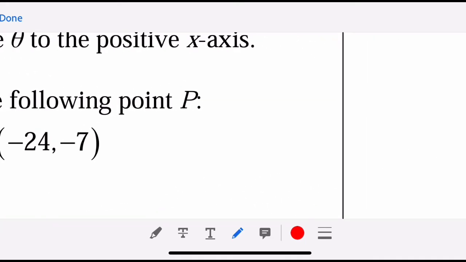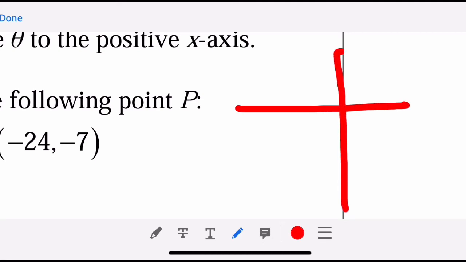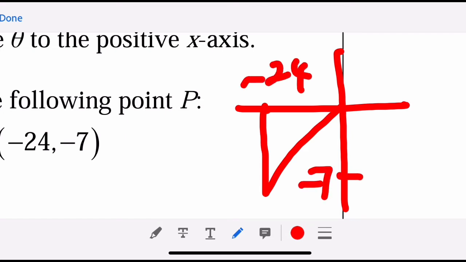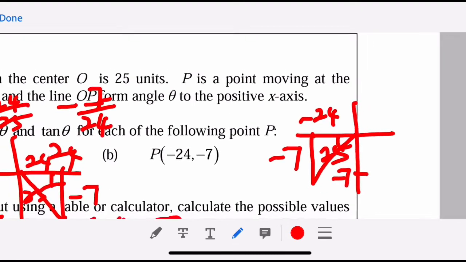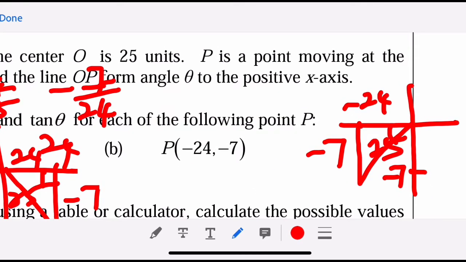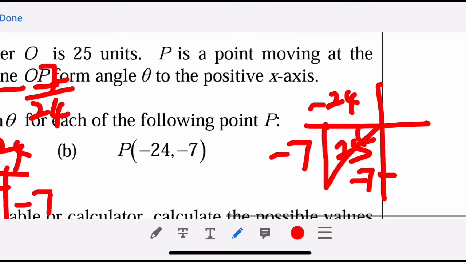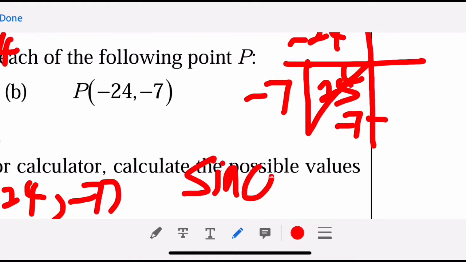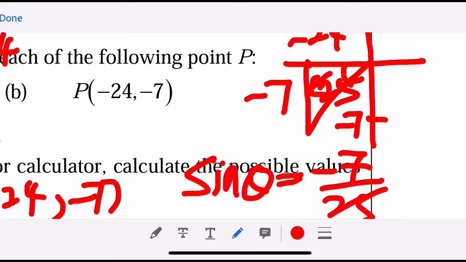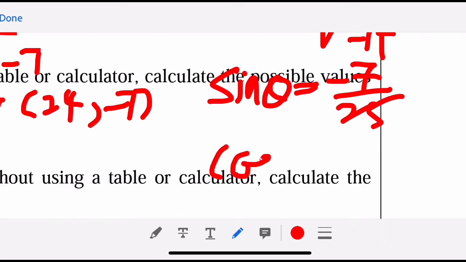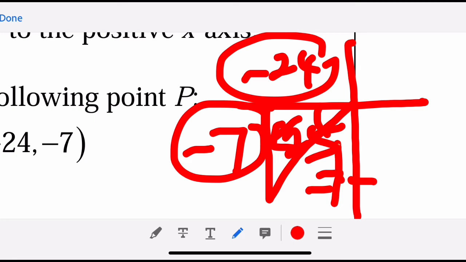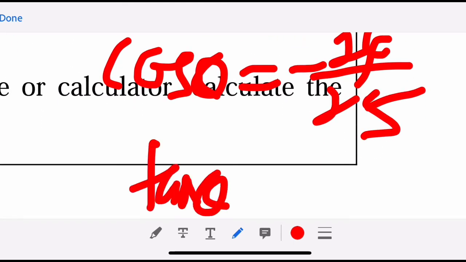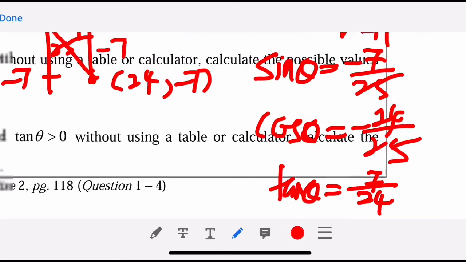If the point is negative 24, negative 7, that is the third quadrant, right? In the third quadrant, this is negative 7, and this is 25 by Pythagoras theorem. So sine theta will be negative 7 over 25. Cos theta will be negative 24 over 25. And of course tangent theta, you see both are negative, so negative 7 over negative 24. So tangent theta will be positive in the third quadrant. So that is about the All Sine Teacher Crazy.